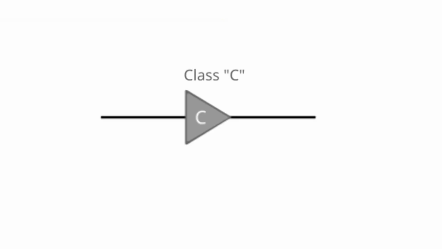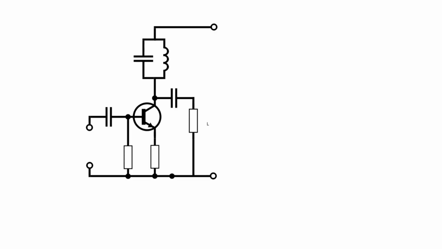The last main class is Class C. It provides the highest efficiency of the three, but it has the biggest distortion. The principle of this amplifier is that it amplifies only a small part of the signal. Because of that, it's not suitable for any low frequency application. It can be used in high frequency applications, as there you can simply filter any distortion.